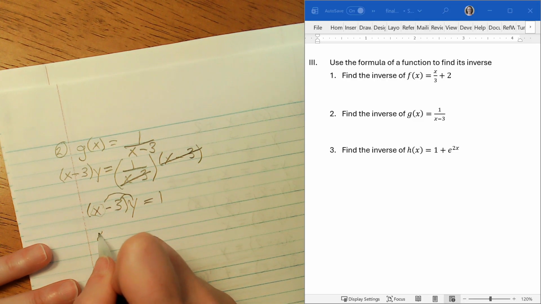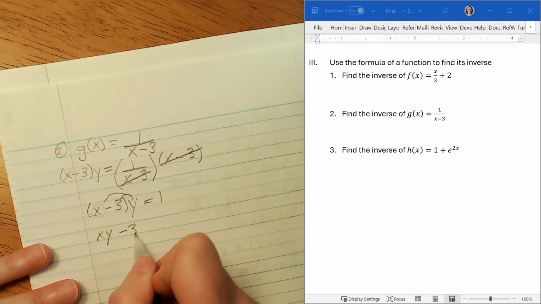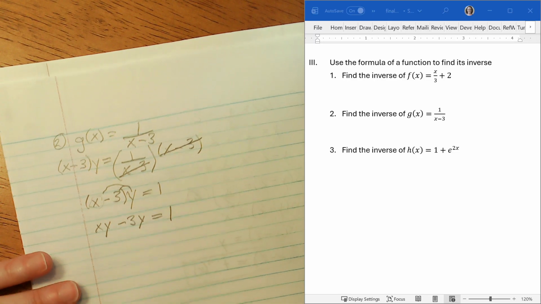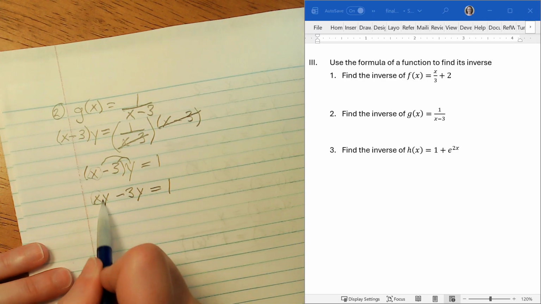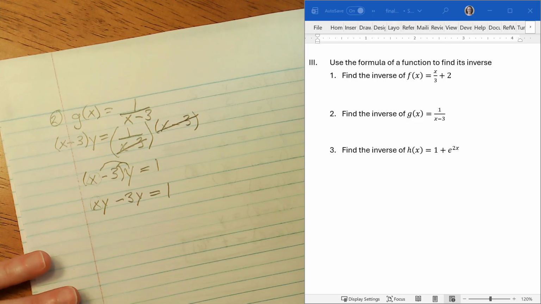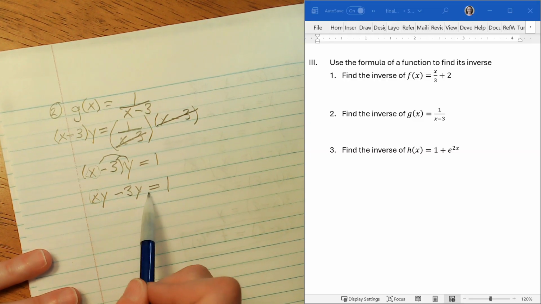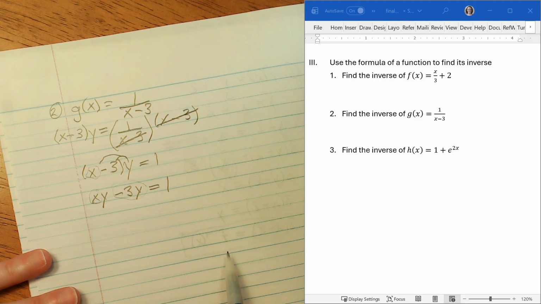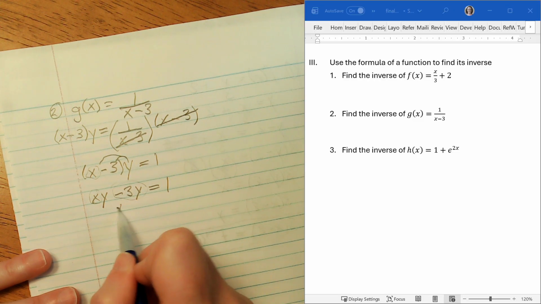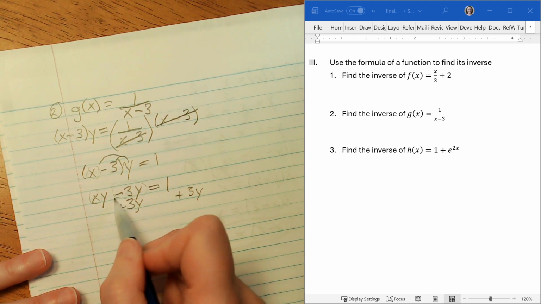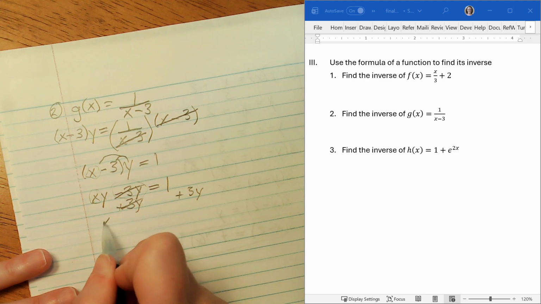So then I'm going to have xy minus 3y equals 1. Okay, and now I don't have parentheses anymore, but I've still got some other kind of crud stuck onto x that I have to deal with. So first I'll get rid of this term by adding it to both sides. So plus 3y, plus 3y. So those are going to cancel out.